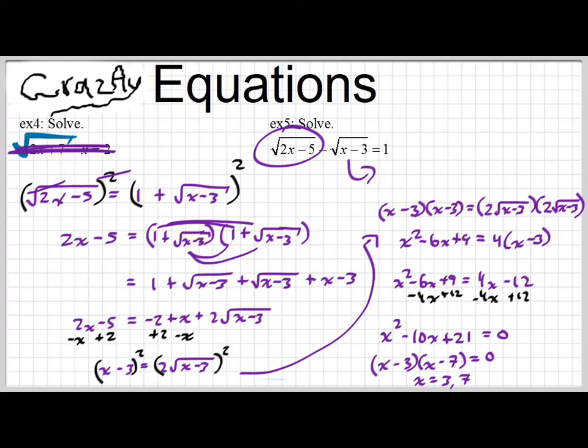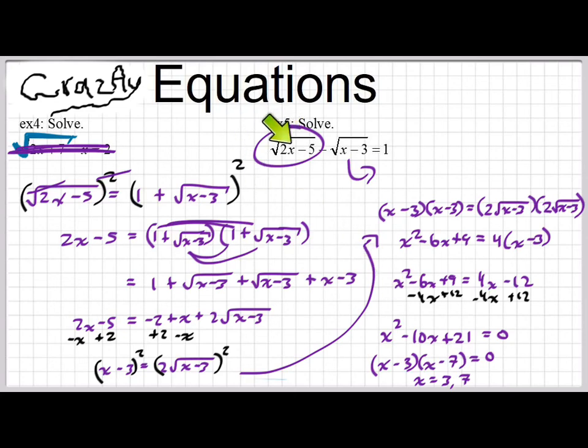But before I box things, I must check things. Let's try this 3 in each of these. 3 plugged into that would be 2 times 3. 2 times 3 is 6 minus 5. 6 minus 5 is 1. We're good. What about 3 minus 3? Can we have a 0 inside of a square root? Yes, we can. Stop discriminating against the 0, people. What is the square root of 0? 0. Okay, so the 3 checks out.